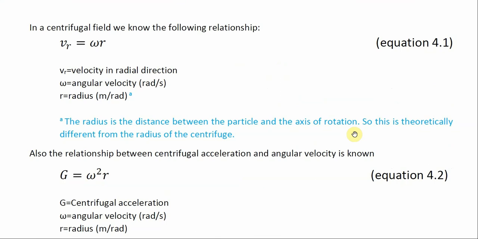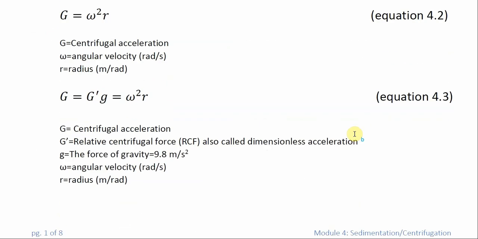Let's also consider the relationship between centrifugal acceleration and angular velocity, which is g equals angular velocity squared times the radius, and g is centrifugal acceleration. So this is just a known equation. We can also say that g equals g prime times little g, and that still equals the angular velocity squared times the radius. So now we have a lot of g's going on.